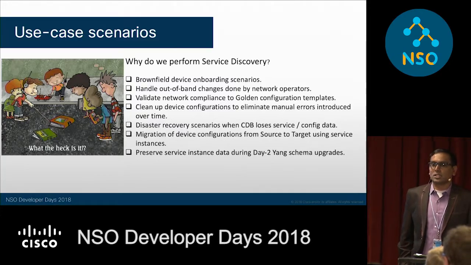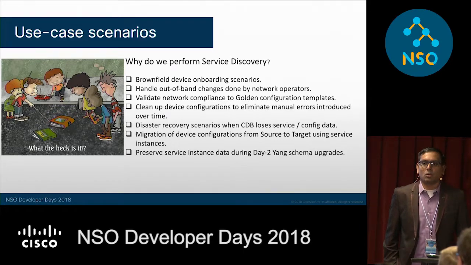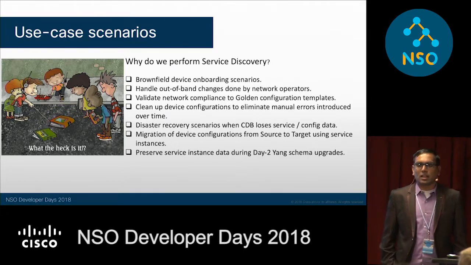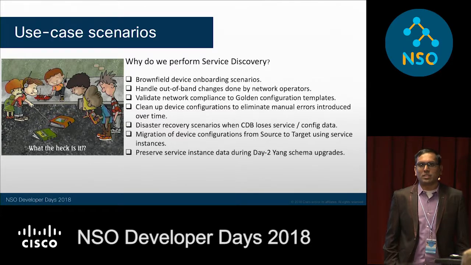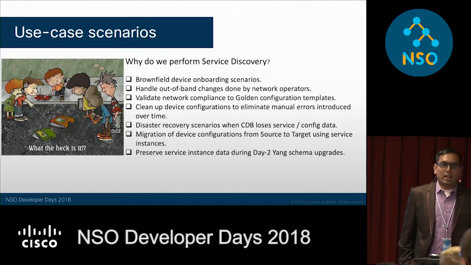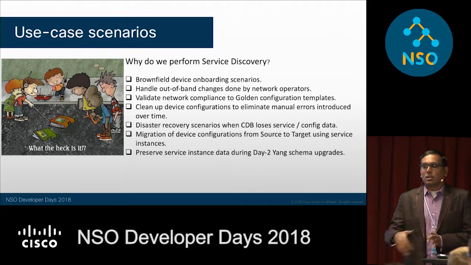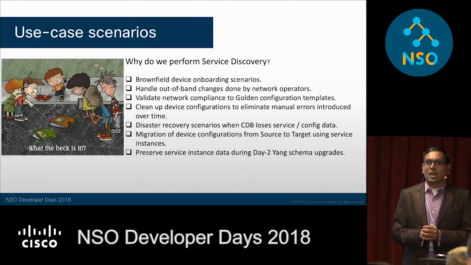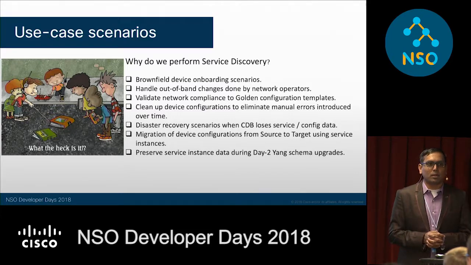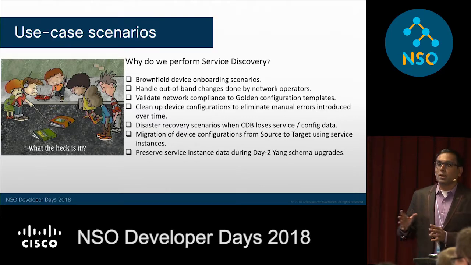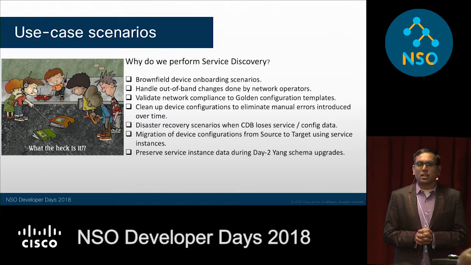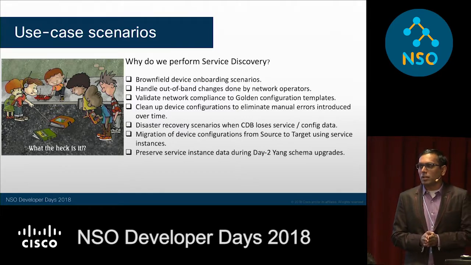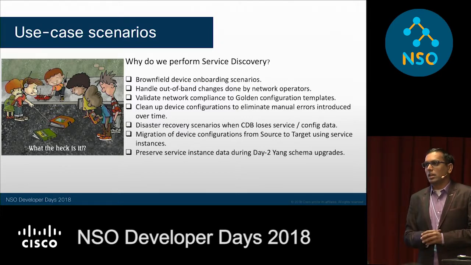We did have a session yesterday where Dan Sullivan talked about how to handle out-of-band changes. It is critical that we are able to absorb all the out-of-band changes done in the network as part of this service discovery. And I did mention briefly that all these configurations have evolved over a period of time, and we always have golden config templates, or probably a few versions of these golden config templates. So we want to have a way to do some kind of a compliance check between the pristine version that we might have and the version that is out there in the network.